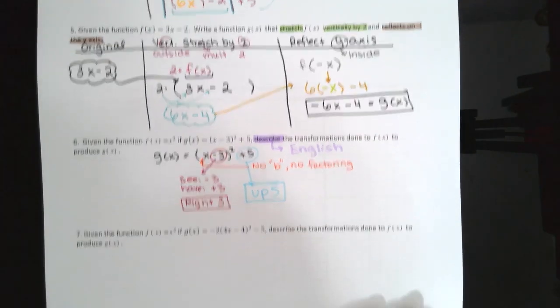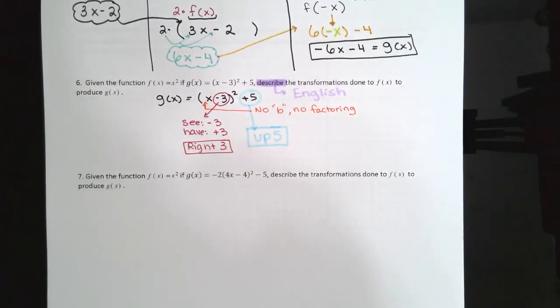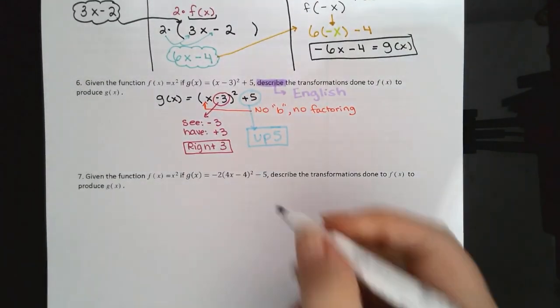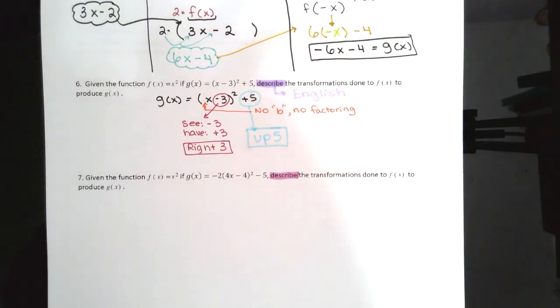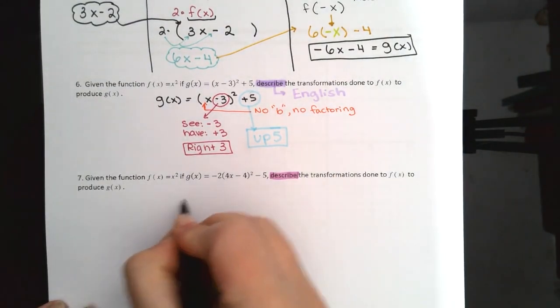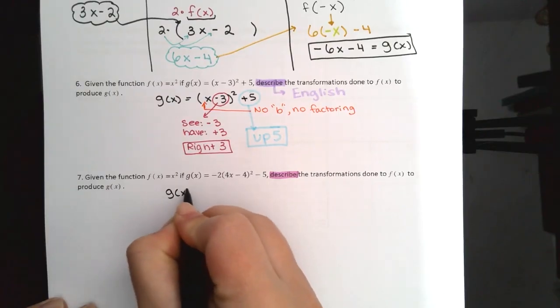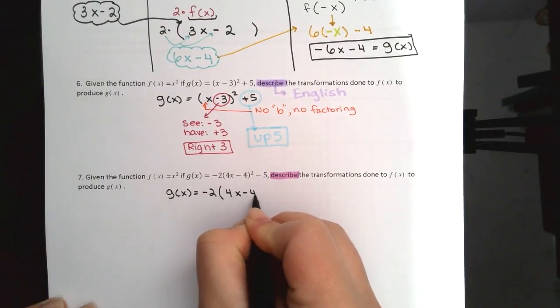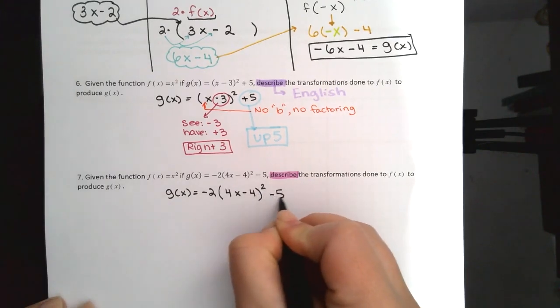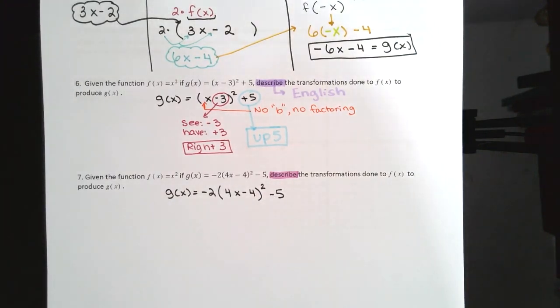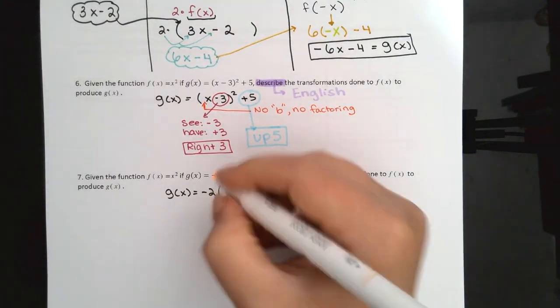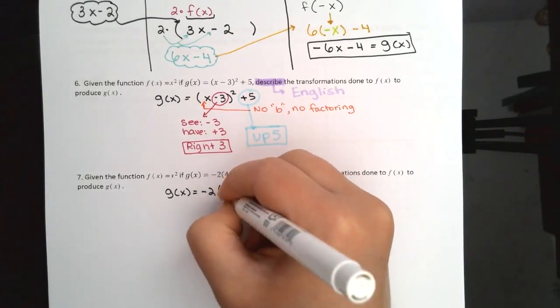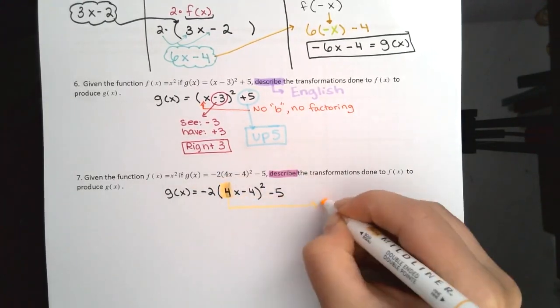Now, if we take a look at question number 7, it is asking us to describe again. But look at the function that they are giving you. They are giving you a function with a b value. So g of x is equal to negative 2, open 4x minus 4, close it, square it, minus 5. This one does have a b value. And since it does have this b value, we're going to need to factor.